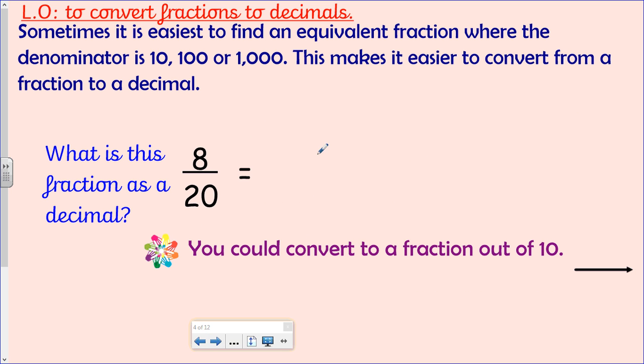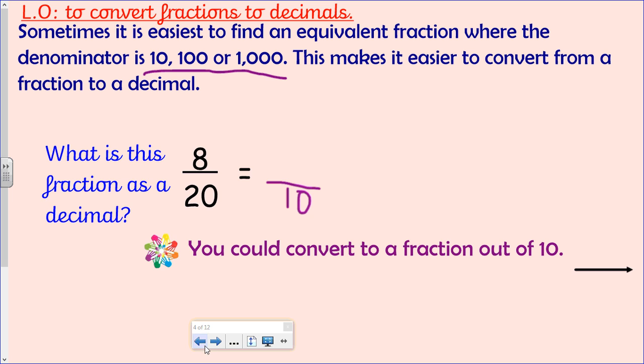Right, next one, same thing. Can you change 8/20 from being a fraction into a decimal? Fractions and decimals, remember, are both just parts of a whole number. Okay? And little hint down here. So we've said 10, 100, or 1,000 is the easiest way to do it. Little hint for this one. Why don't you make it out of 10?